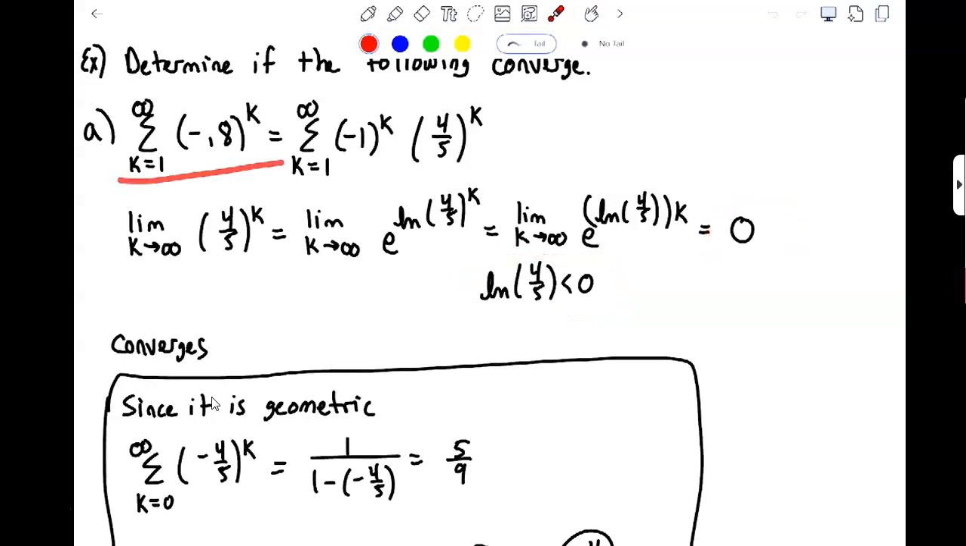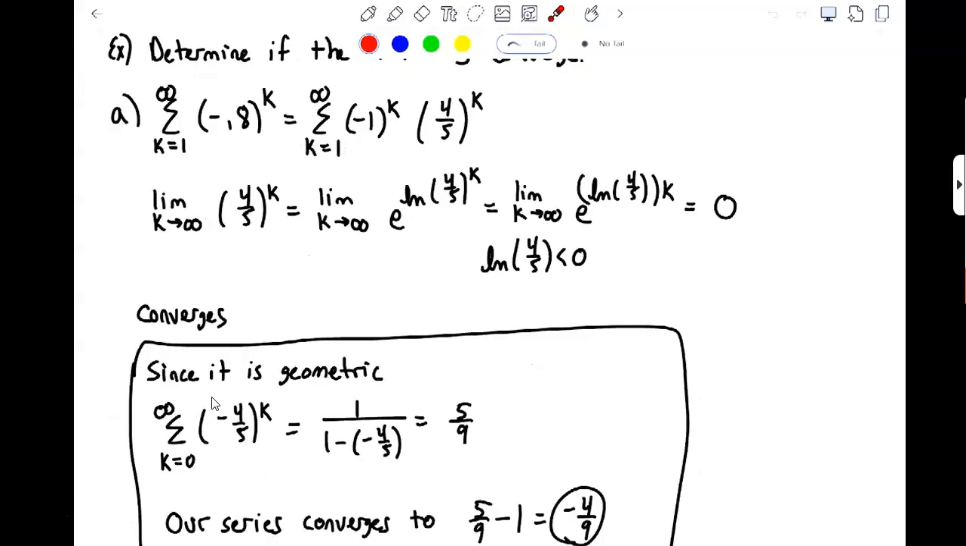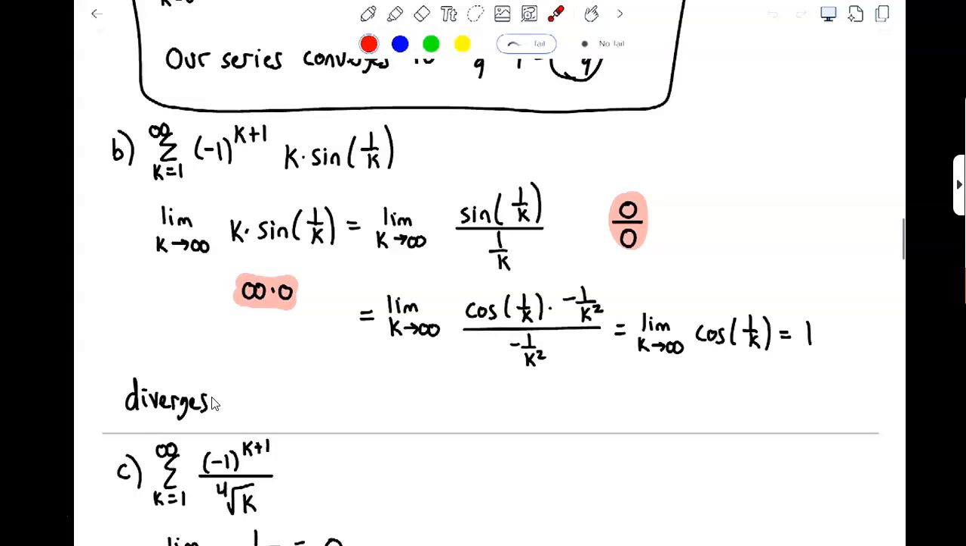Of course, it also converges because it's a geometric series. So we can actually say what it converged to in that example. Right.